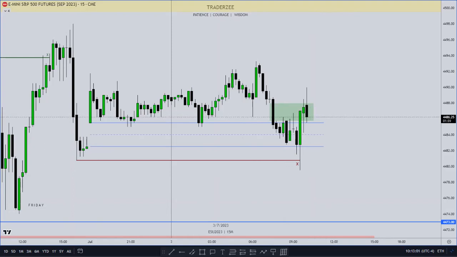But choppy, choppy. It looks ugly. No inefficiencies. It's not even leaving any inefficiency. And we are expecting ugliness today. We are absolutely expecting it, especially in the AM.